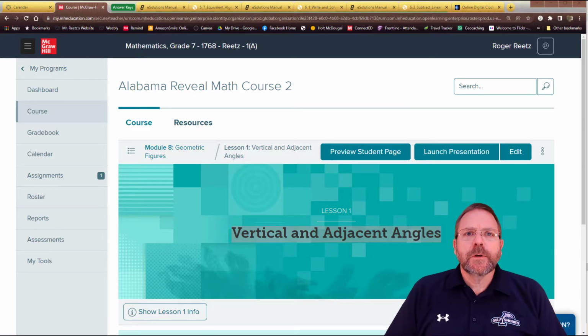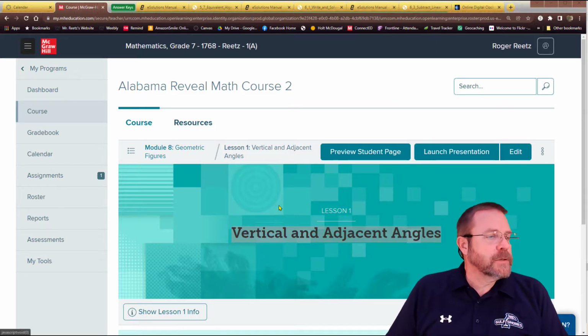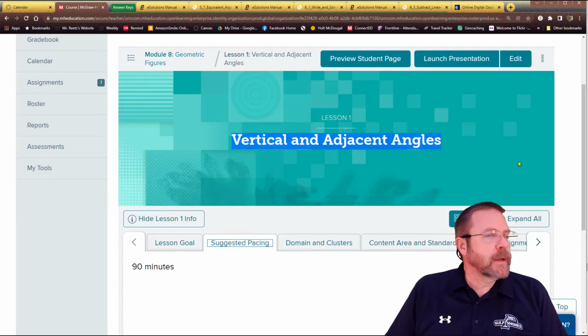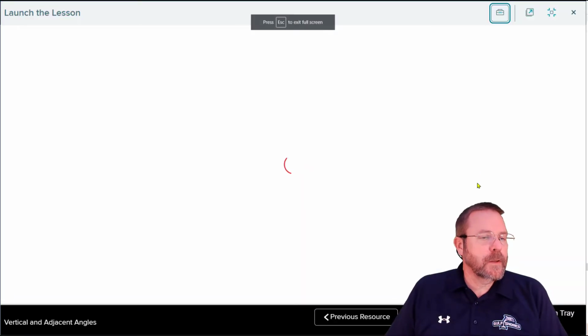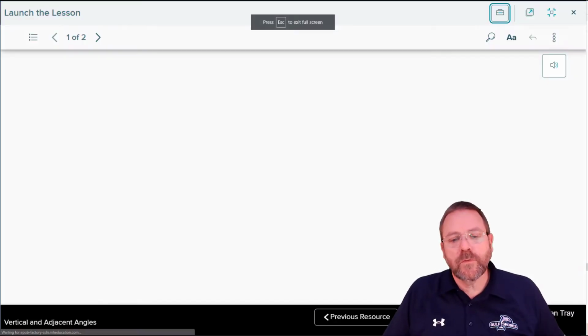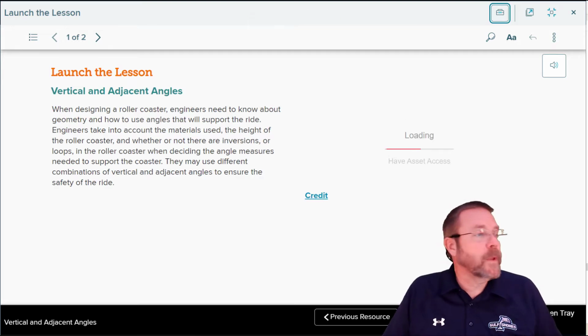Module 8, Lesson 1 covers vertical angles and adjacent angles. The pacing guide is claiming this is going to be a 2-day lesson, and it looks like we've got 21 resources to get through, so it very well may be.